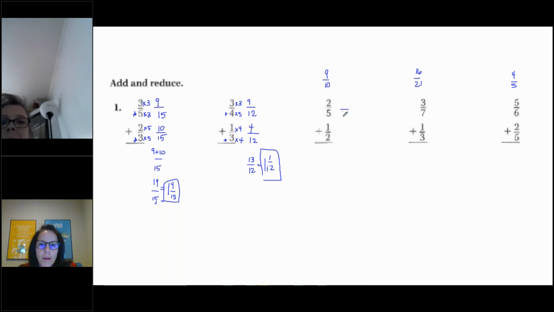So if I did these, I would have a common denominator of 10. I would multiply the bottom and the top by 2 for the first fraction, bottom and the top by 5 for the second fraction. Add down the top, 4 plus 5, gives you 9. Copy the bottom. Perfect. Good job.